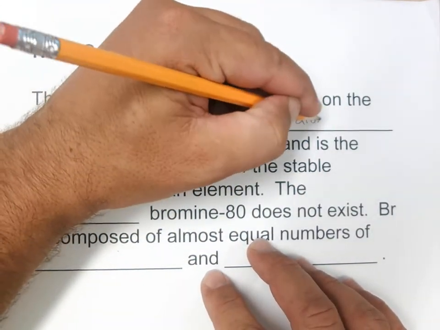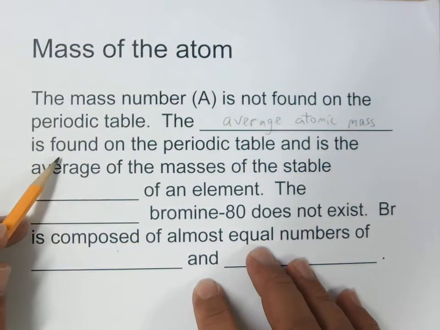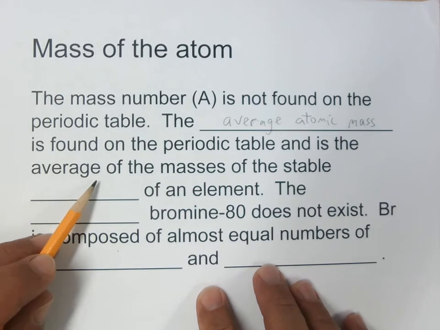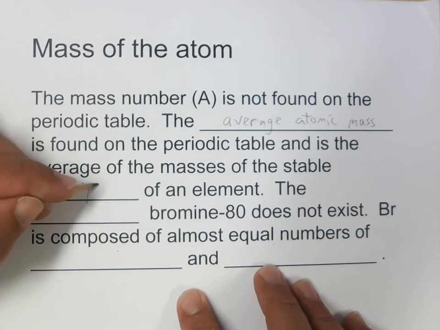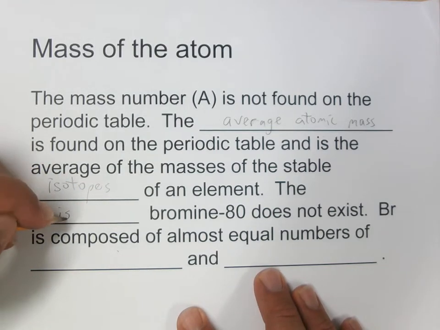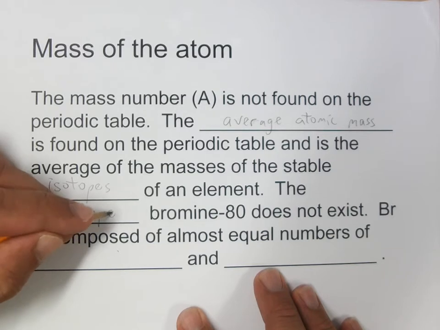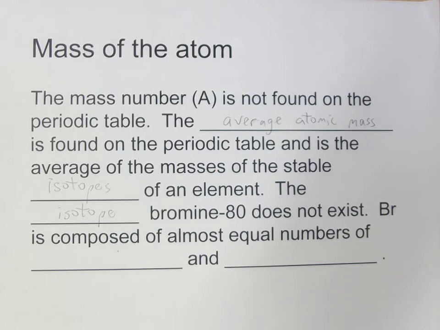The average atomic mass, or simply called atomic mass by most people, is found on the periodic table and is the average of the masses of the stable isotopes of an element. The isotope bromine 80 does not exist. If you look on the periodic table, you'll see that the atomic mass or average atomic mass of bromine is 79.9, so you might think bromine 80 makes sense, but it doesn't.